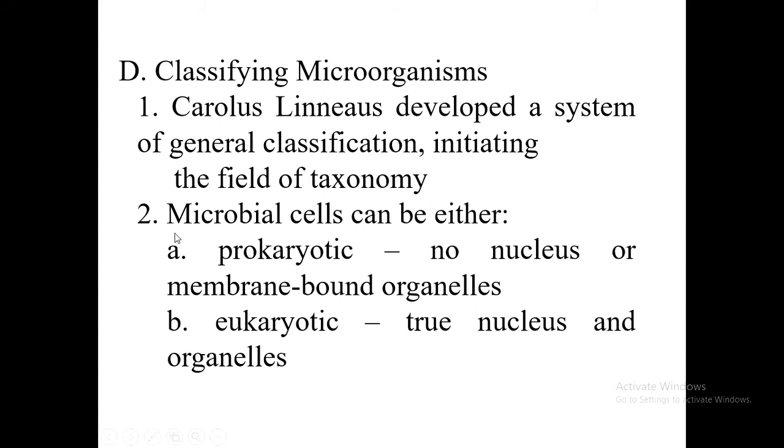Now let's see what microbial cells can be. Microbial cells can be either prokaryotic types, which are without a true nucleus or membrane-bound organelles. The other is eukaryotic type cells, having a true, properly developed nucleus and some membrane-bound organelles.